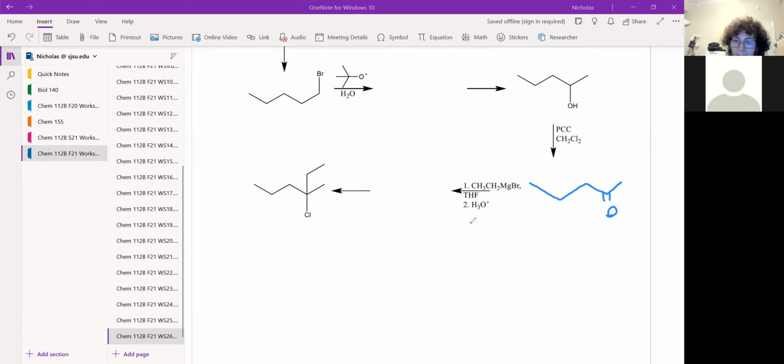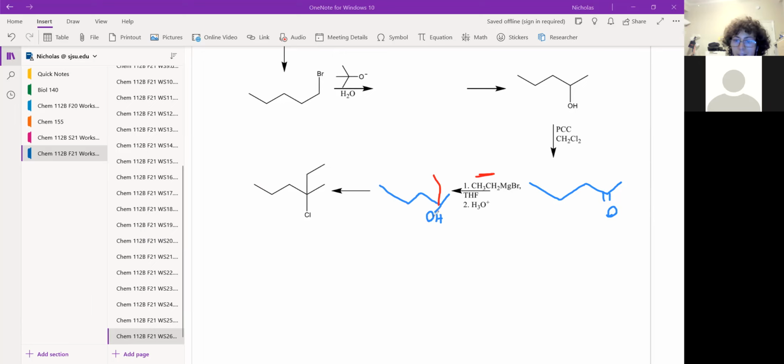And how about the next reaction? We're adding a Grignard reagent and then acid. What's that going to do? Tertiary alcohol, yeah, and it's going to add an ethyl group in the process. So the ethyl group came from the Grignard reagent, and then you get a tertiary alcohol.